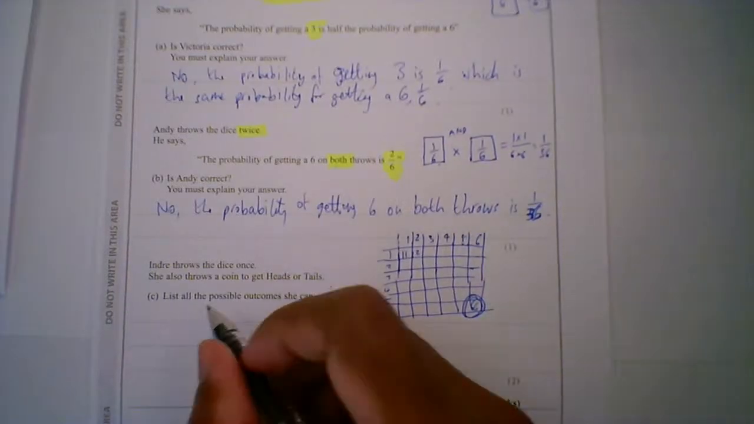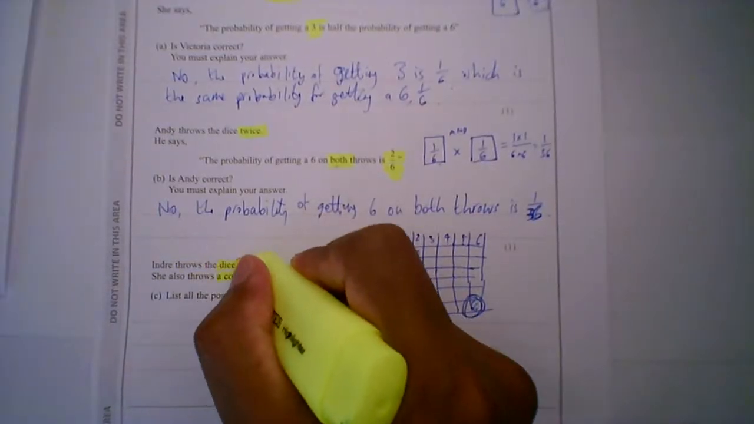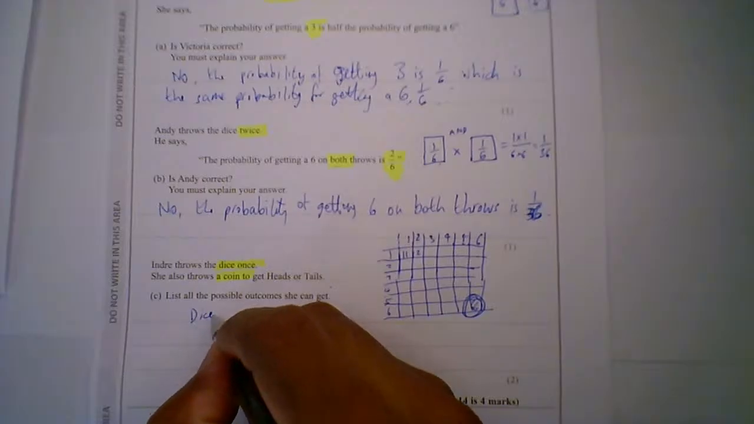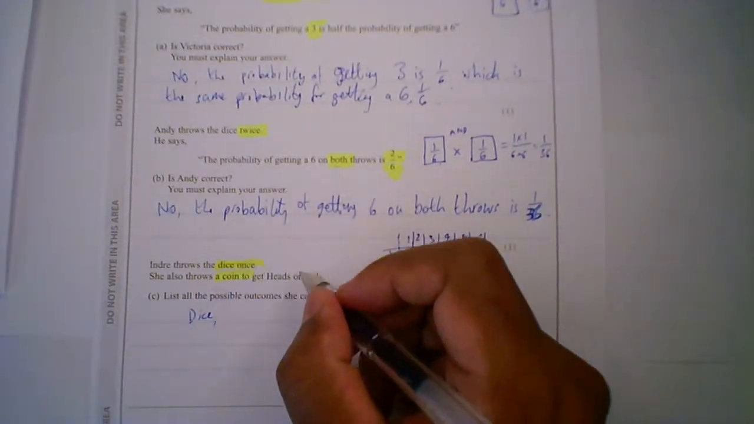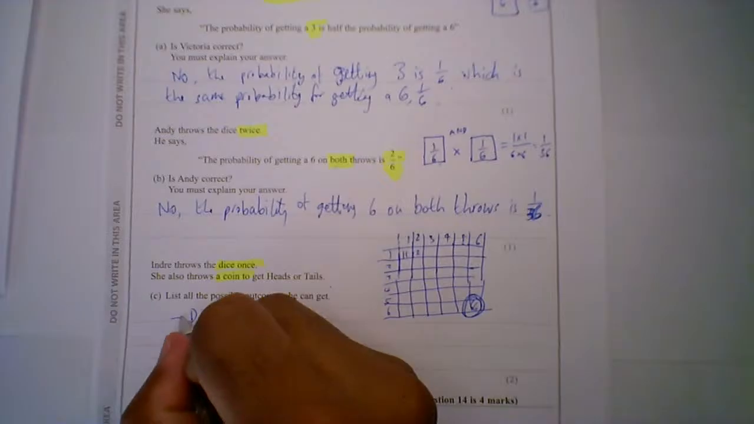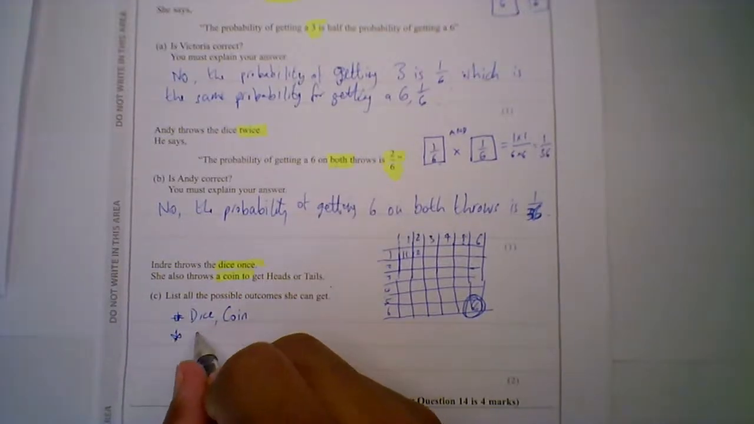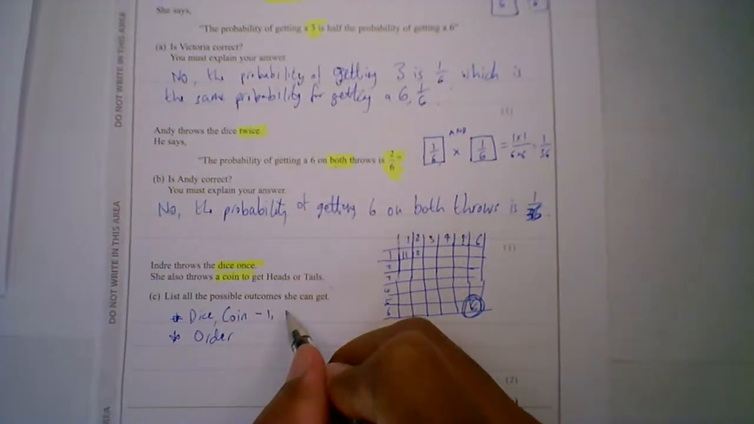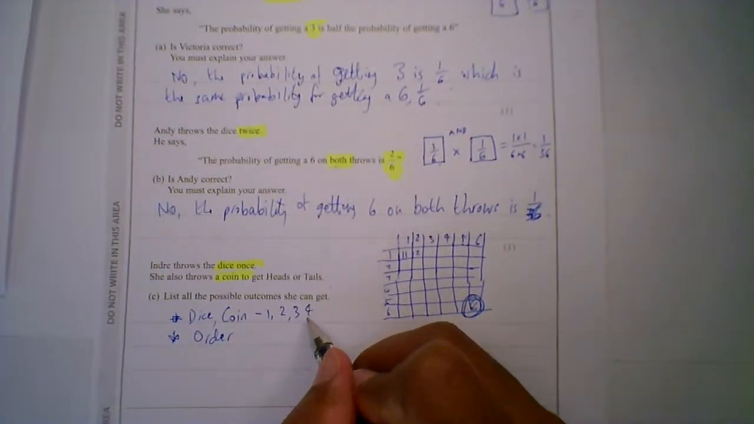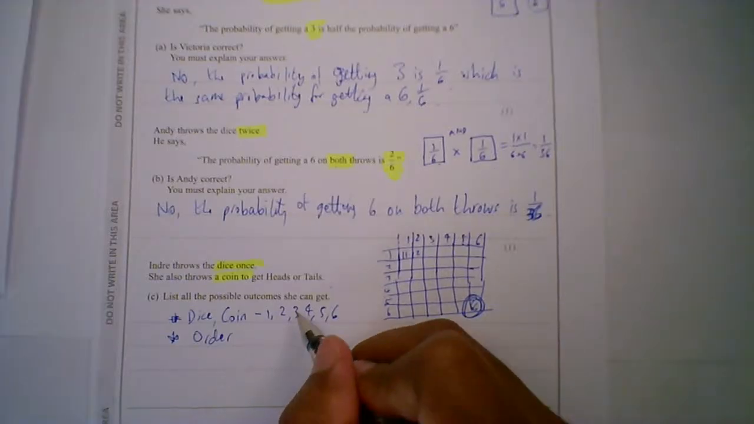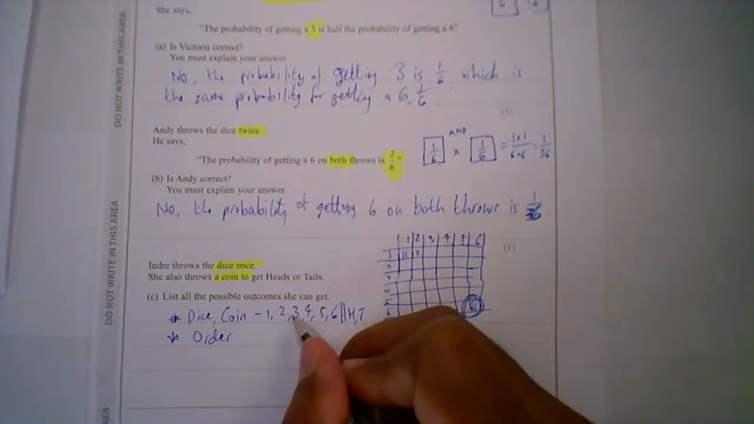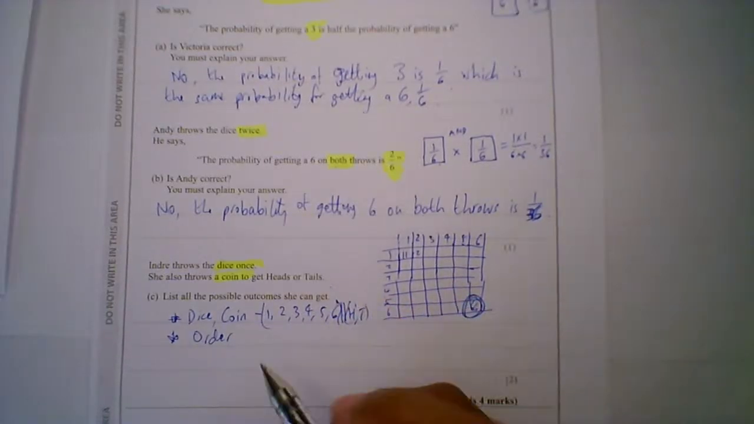Similar to before, she is throwing a dice once and a coin. So our outcomes are dice, and then a coin. And we have to keep the order the same. On a dice, you can get 1, 2, 3, 4, 5, or 6. On a coin, you can get heads or tails. So we keep the order.